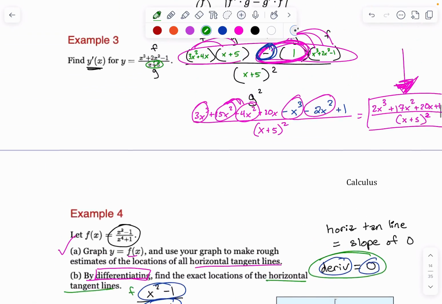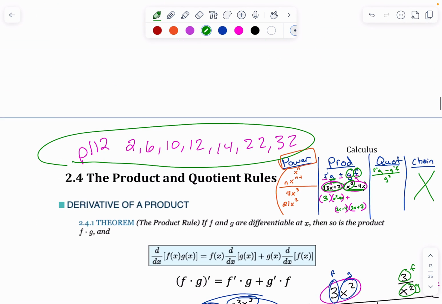All right, that was kind of a messy last problem, but whatever. There's your homework assignment. Work on those for the rest of the period, okay?